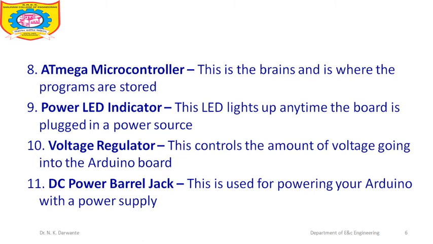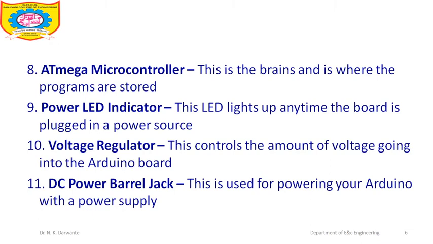Then the 10th part is the voltage regulator. We know that specifically for digital circuits, a regulated power supply is a must. Regulated power supply means constant DC voltage needs to be provided to the Arduino board, and that is done through this part, the Arduino regulator. This controls the amount of voltage going into the Arduino board.